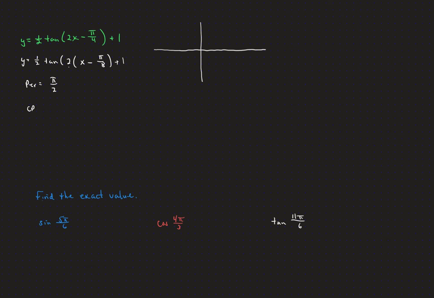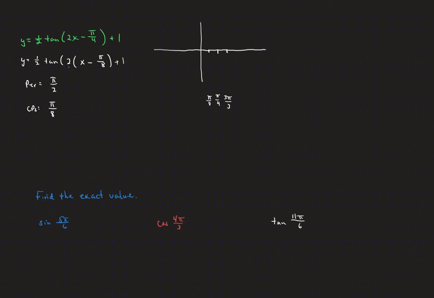And so that's going to make our critical points be every fourth of a period, which is going to be pi over 8. And we don't talk about amplitude with a tangent. So let's see, we're going to start at pi over 8. I'm going to arbitrarily call that pi over 8. And then we're going to go tick marks of pi over 8. So that will be 2 pi over 8 or pi over 4.